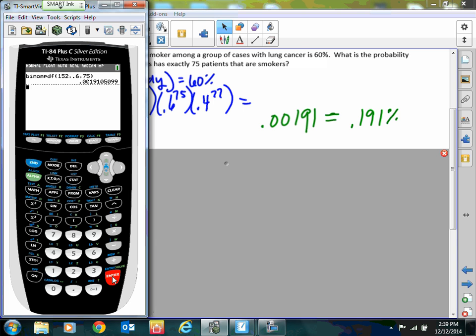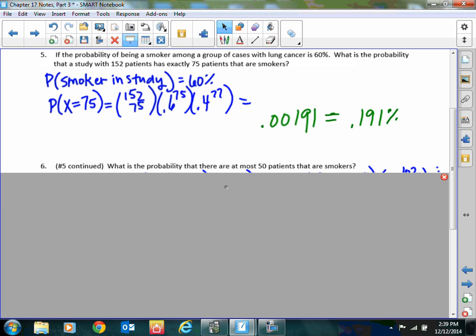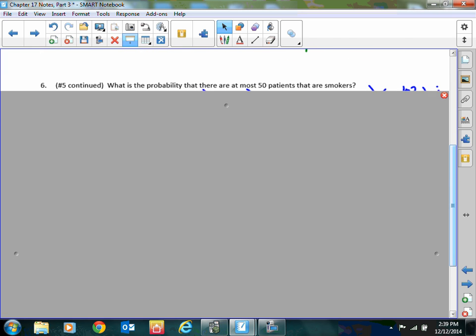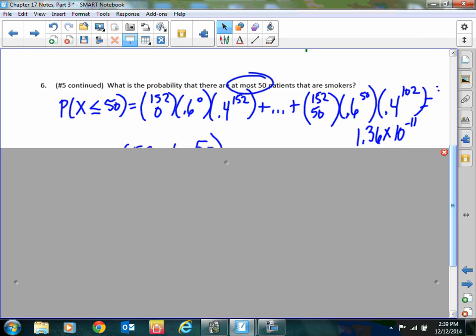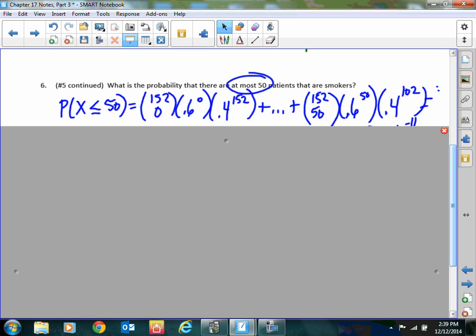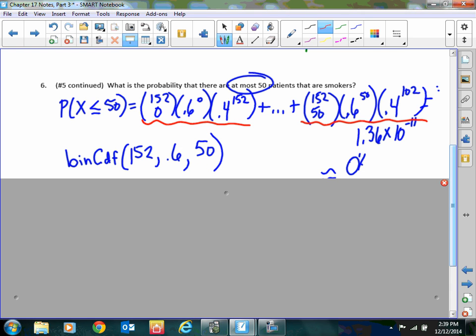Okay. Now here, we started having some accumulation, because if we want at most 50, then we want less than or equal to 50. So then we accumulate from the bottom. So that means that when we show our work, we have to show the sequence. The first in the sequence, which was 152 choose 0, plus ... up to the 50th one in the sequence. And then the way that looks in the calculator, you know what, I'll text you the homework. Okay. The way that looks in the calculator is this: binomial CDF of 152, comma 0.6, comma 50.